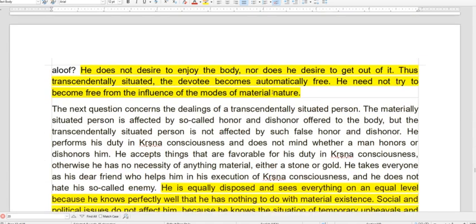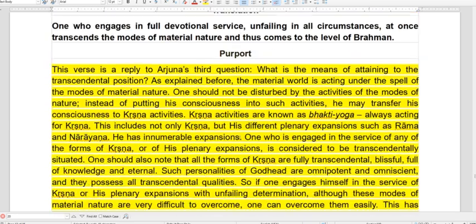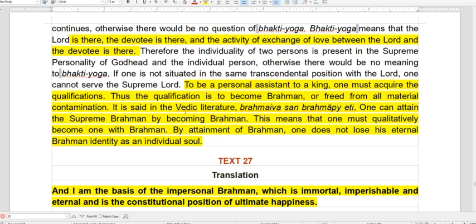Now, you see how these two things are connected. These are the symptoms, right? No envy, and does not hanker for anything. So when they choose someone to be the personal assistant of a king, then they have to acquire these two qualities: no envy and does not hanker for anything. Then they live exactly like a king, but they are not the king. You understand this point?